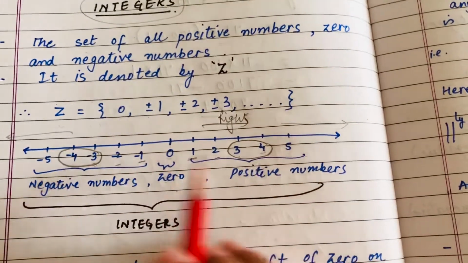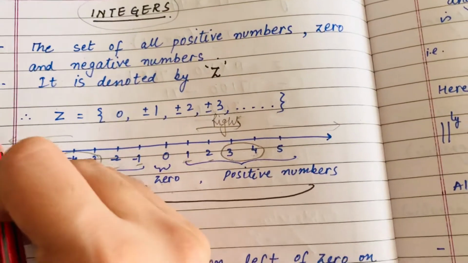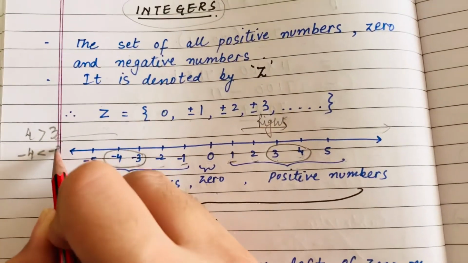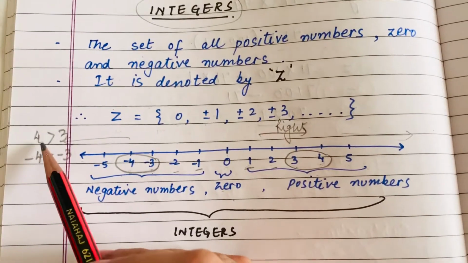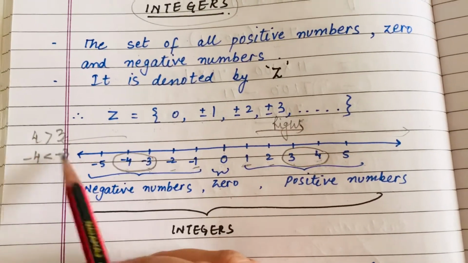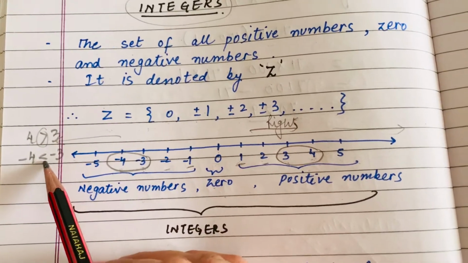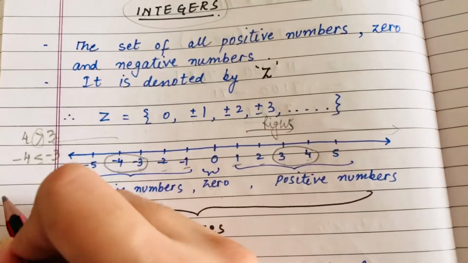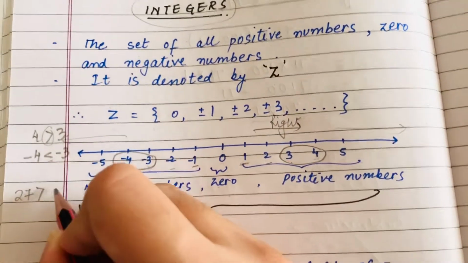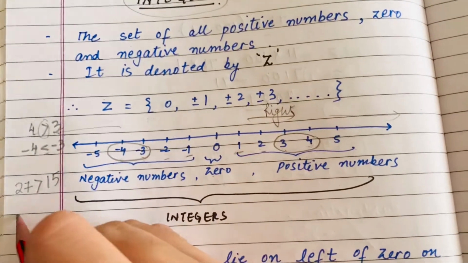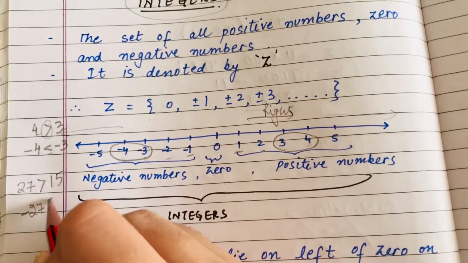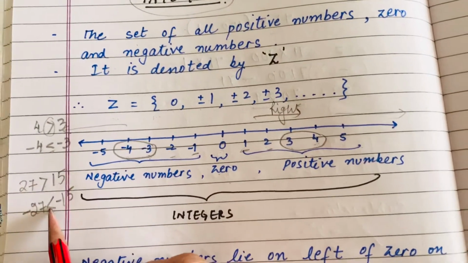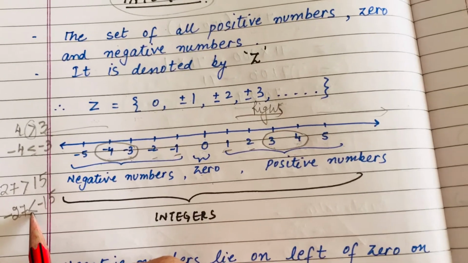Clear? So what we observed here, can you see, 4 is greater than 3, but minus 4 is less than minus 3. So what we observe here is, when we give a negative sign to the numbers, the inequality sign gets changed, it becomes opposite. Similarly, we can take any number. If 27 is greater than 15, what will be minus 27 and minus 15? It will be less than minus 15, because we have given negative to both, so the inequality will become opposite. Is the thing clear? This is one rule.